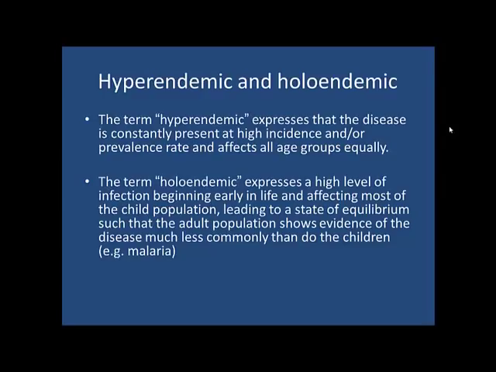Holoendemic expresses a high level of infection beginning early in life and affecting most of the child population, leading to a state of equilibrium such as in the adult population. So there are many examples of that as well.